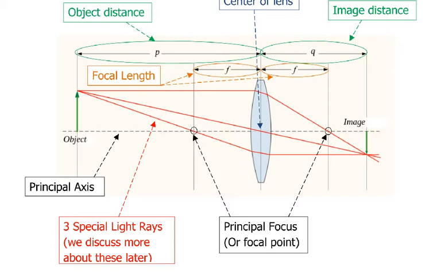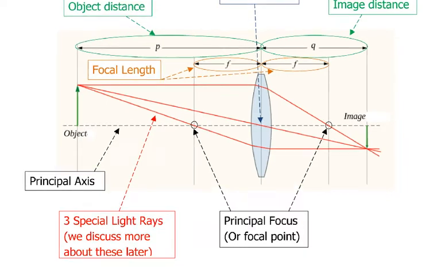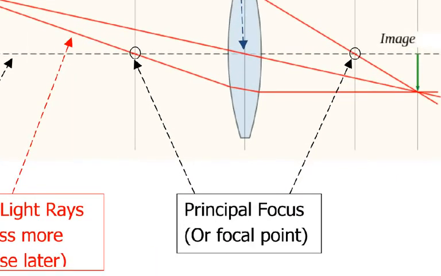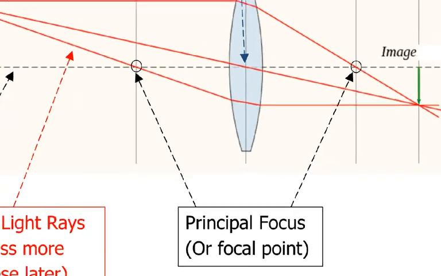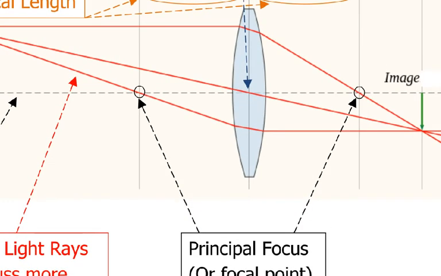especially the principal focus, which is sometimes called the focal point, but it's more appropriate to call it the principal focus. So what is that? Well, the technical definition is that it is the point at which a light ray passes through the principal axis after having been parallel to the principal axis. So what does that mean?